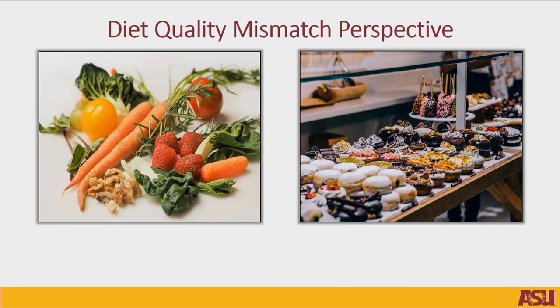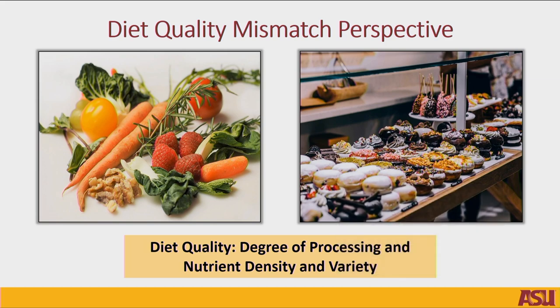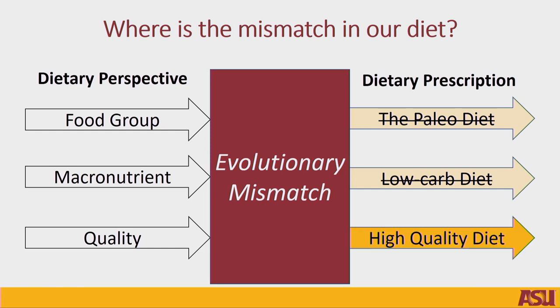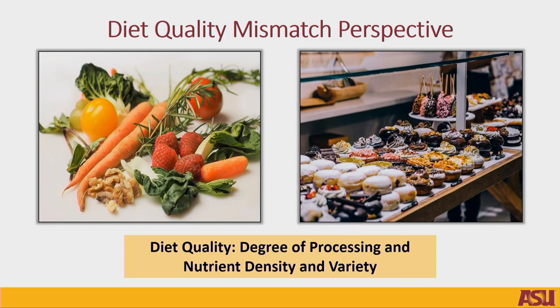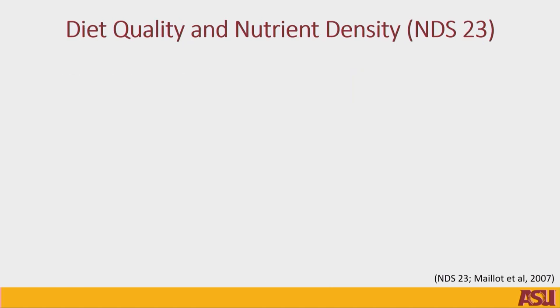So thinking about just the differences in how our food has changed, I'm going to go ahead and use this definition of diet quality and talk about just the degree of processing, the nutrient density of the food, and also the variety of the food. And this is the definition that I'm going to use moving forward when I say diet quality. So looking at how, by that definition, diet quality has changed over time, we can see that our diet was minimally processed in the past, nutrient dense, and had a ton of variety, and today that is not seen. So the mismatch perspective here would be the answer, the high quality diet.